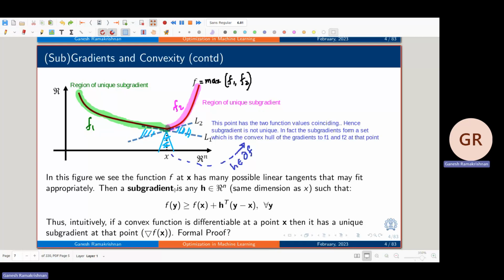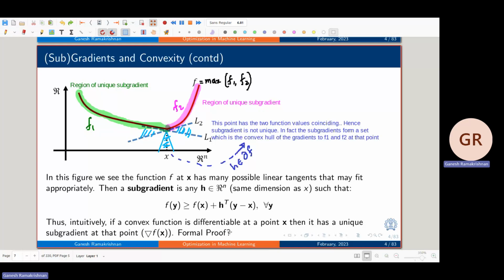And this is called subdifferential. That's the name, we'll see that. It's the space of all subgradients. Okay, so what's the formal proof? All this I've given intuition, single gradient, and so on.